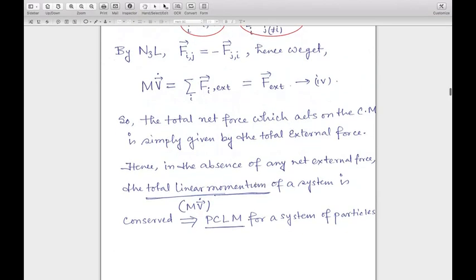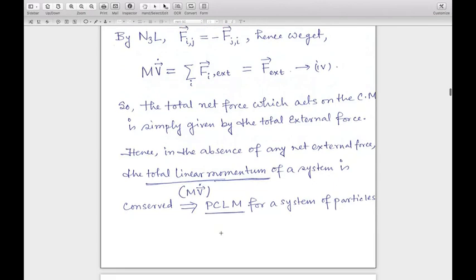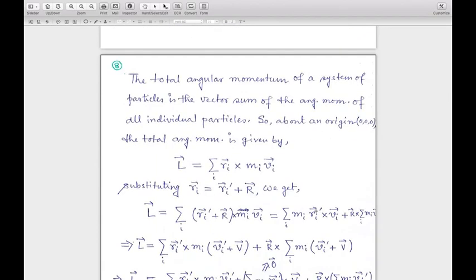Now, if the total external force vanishes, although there are internal forces of action and reaction, the total linear momentum of the system, which is capital M times capital V, is constant because the force is zero. And then we can actually recover the PCLM, the principle of conservation of linear momentum, for a system of particles.